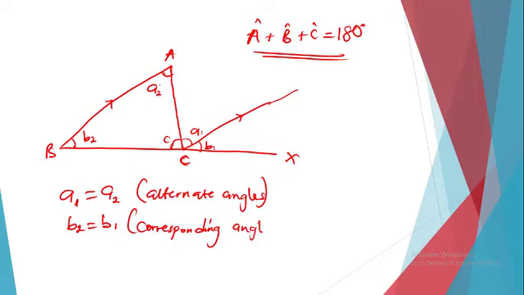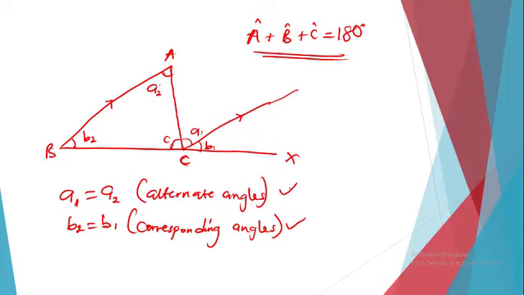Corresponding angles. If you are a little bit confused, go back to the previous lesson. You will understand this better because I explained everything about alternate angles, corresponding angles, and the rest of them. So B2 is equal to what? B1, and A1 is equal to A2. Okay, now let us have this at the back of our mind.